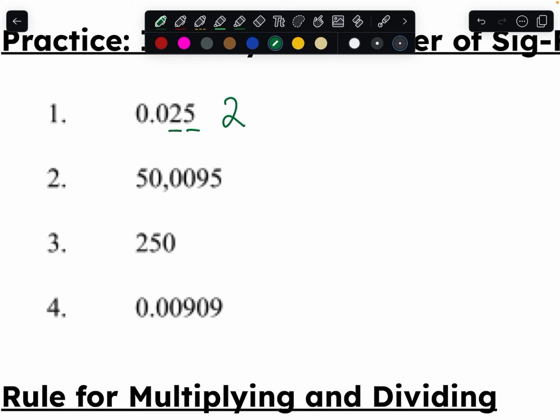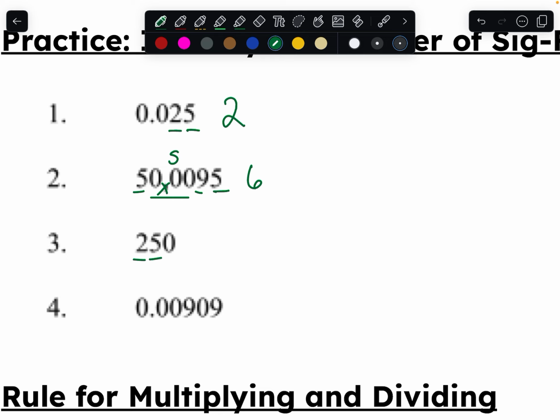This number right here, I know the comma's in the wrong spot. This number right here, again, we have a 5 and a 5 and a 9 here, so that gives us 3 at least. These zeros are sandwiched between these significant digits, so we're going to go with 6 sig figs, including every single one of those numbers there.